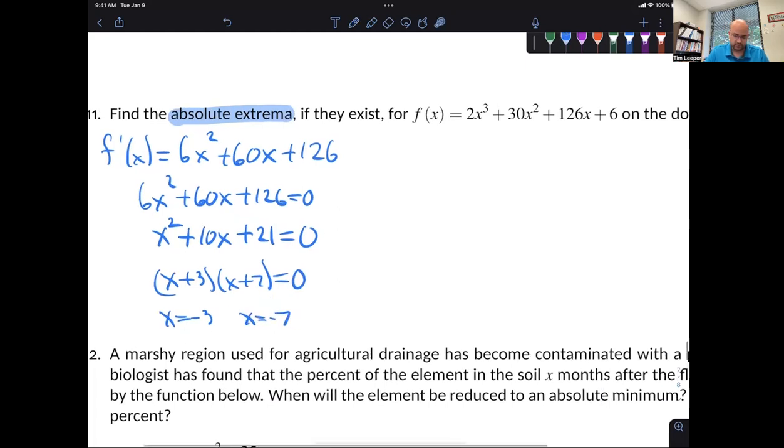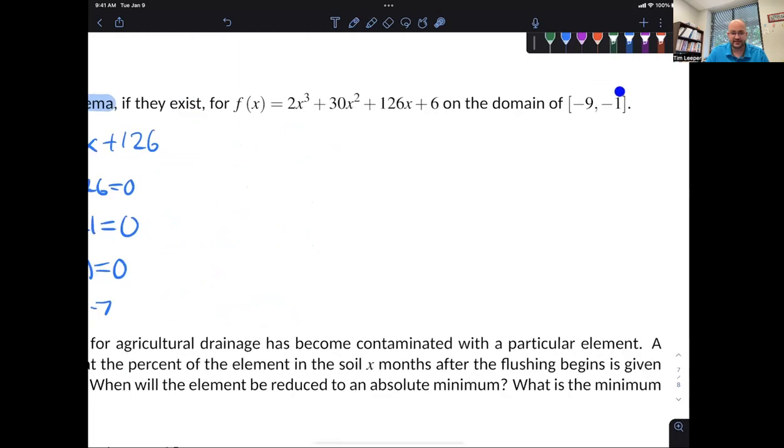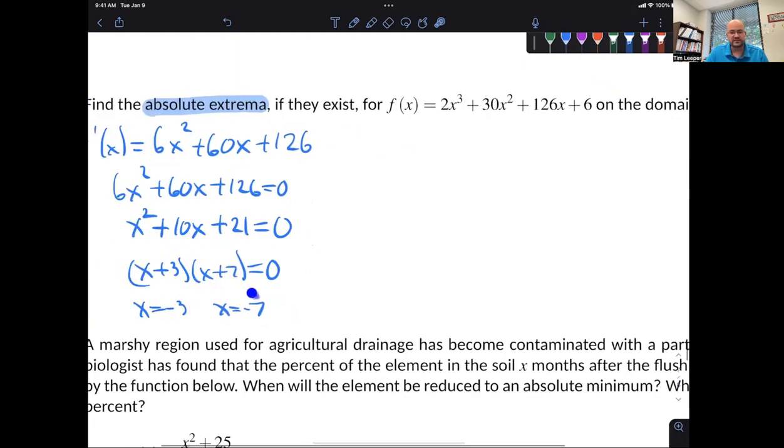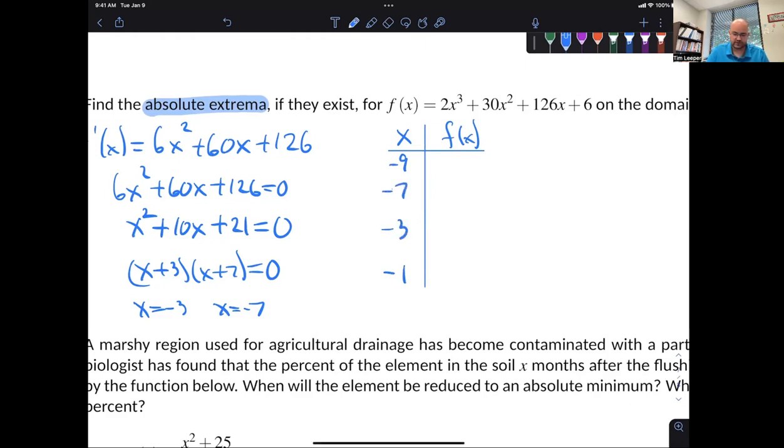And those are critical points because our domain is -9 to -1, and both of these are in that domain. Good. But because I want to find absolute extrema, I can go ahead and just use x and f of x and create a table here. And the table will consist of the endpoints of -9 and -1 and the critical points between them, both -7 and -3. And I can find the absolute extrema in here.